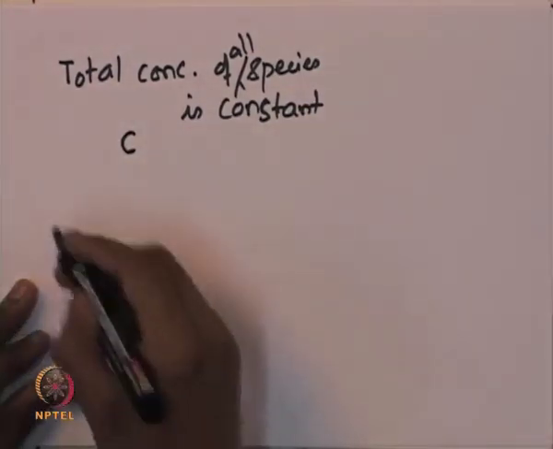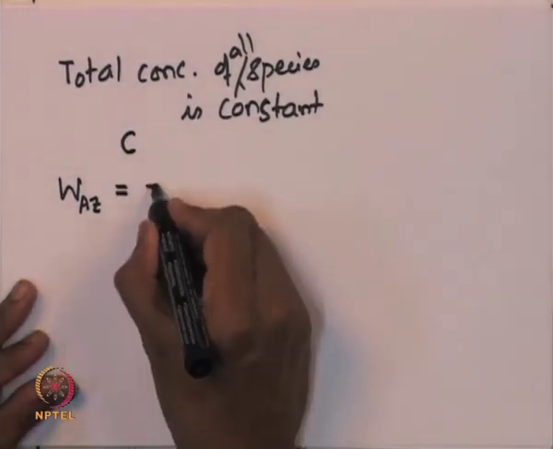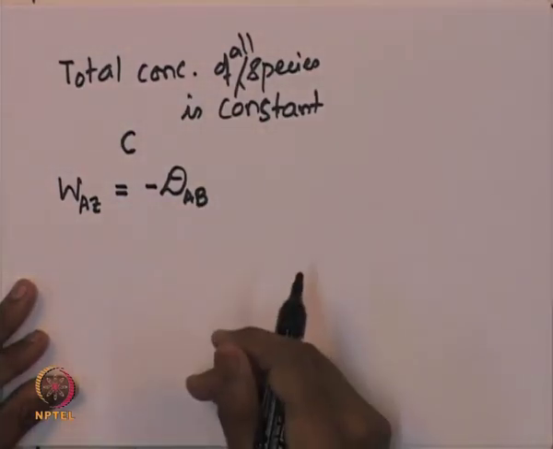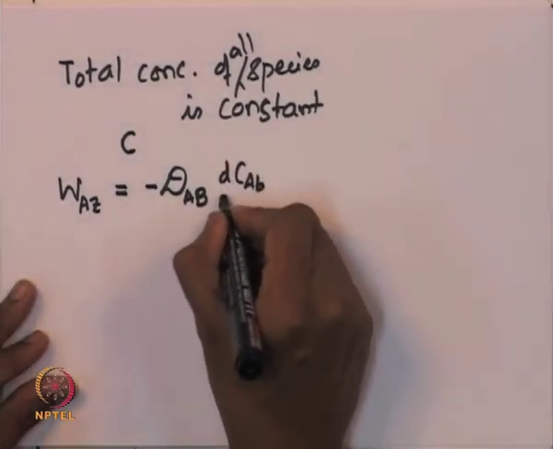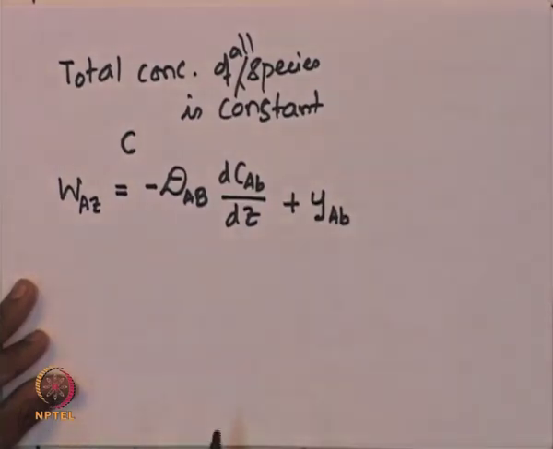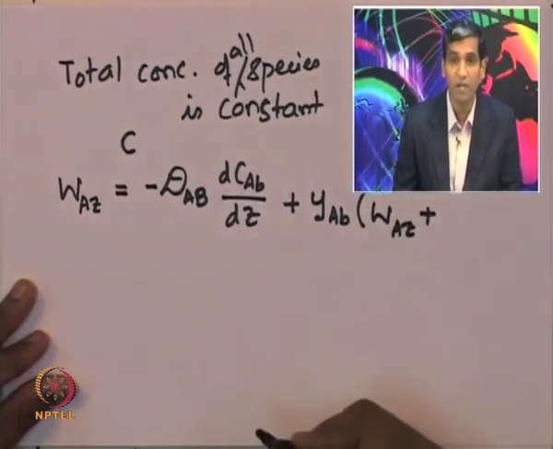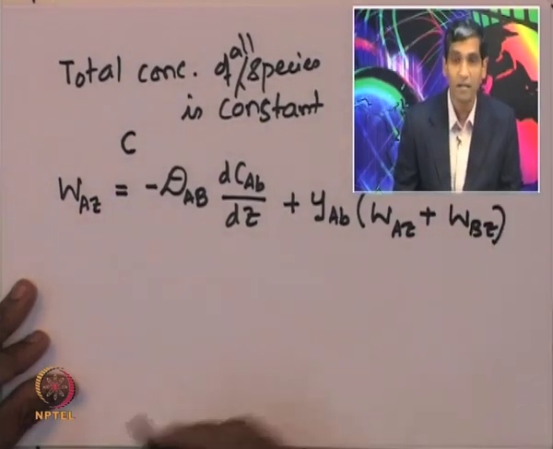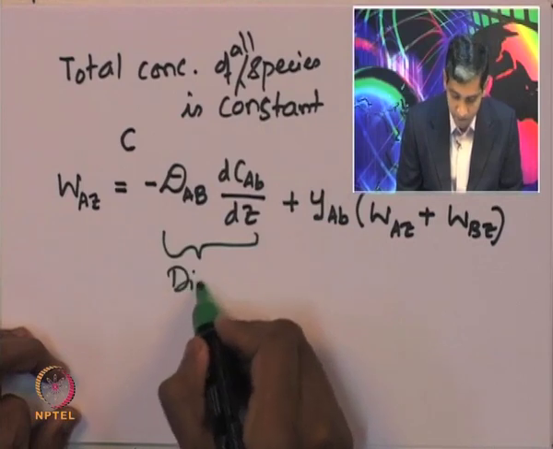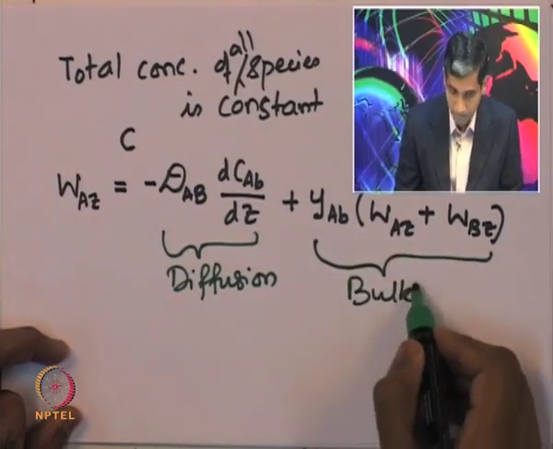Now, the flux with which the species crosses a particular location can be written as minus D AB, which is the equimolar counter diffusivity of that species A, multiplied by the concentration gradient dC A B by dz, plus Y AB, which is the mole fraction of the species, multiplied by the flux of the species at that location plus the flux of species B at that location. So, if we look at this equation, the first term corresponds to the species diffusion, and the second term corresponds to the bulk flow.